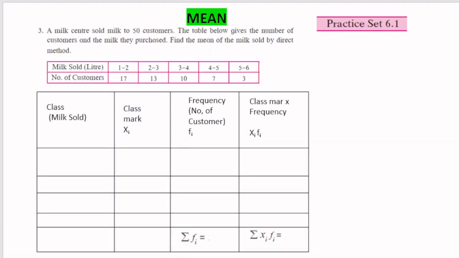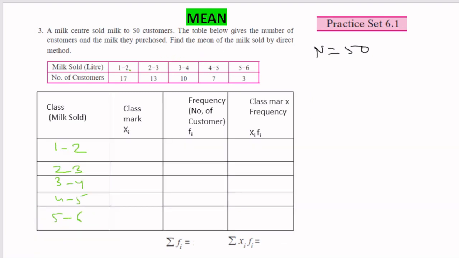So here practice set 6.1, question number 3 says, a milk center sold milk to 50 customers. So n is already given as 50 customers, even though we can calculate it. The table below gives the number of customers and the milk they purchase. Find the mean of the milk sold by direct method. Again, what do you have to do? Same thing. So you write the class: 1 to 2, 2 to 3, 3 to 4, 4 to 5, and 5 to 6.